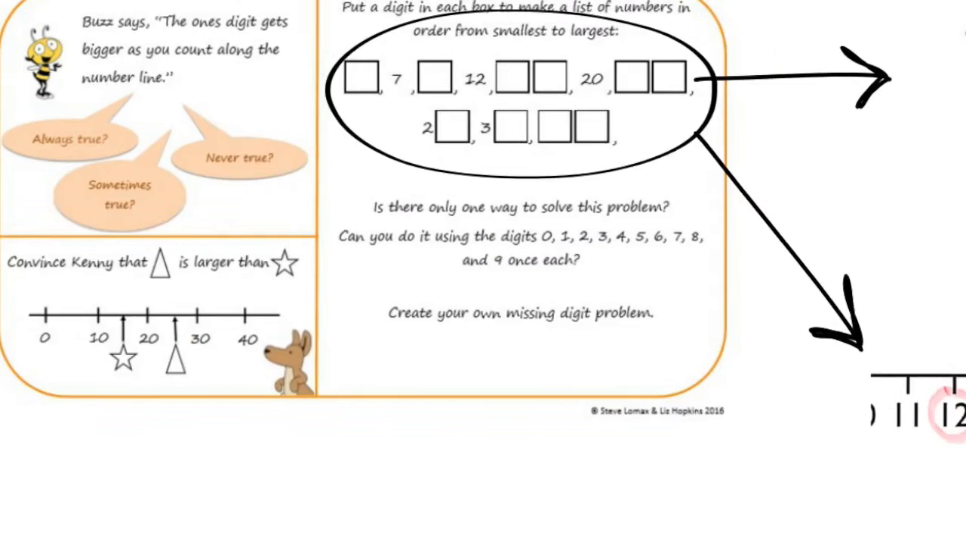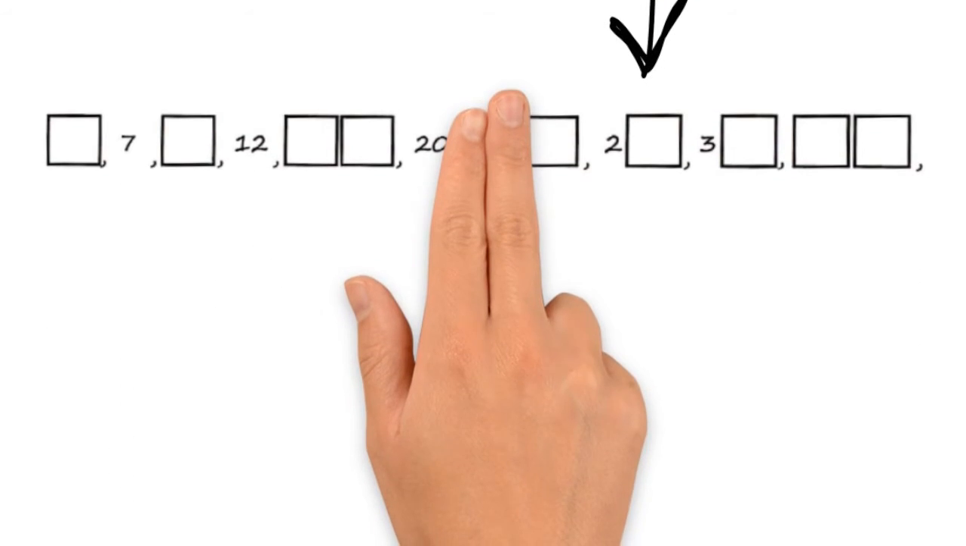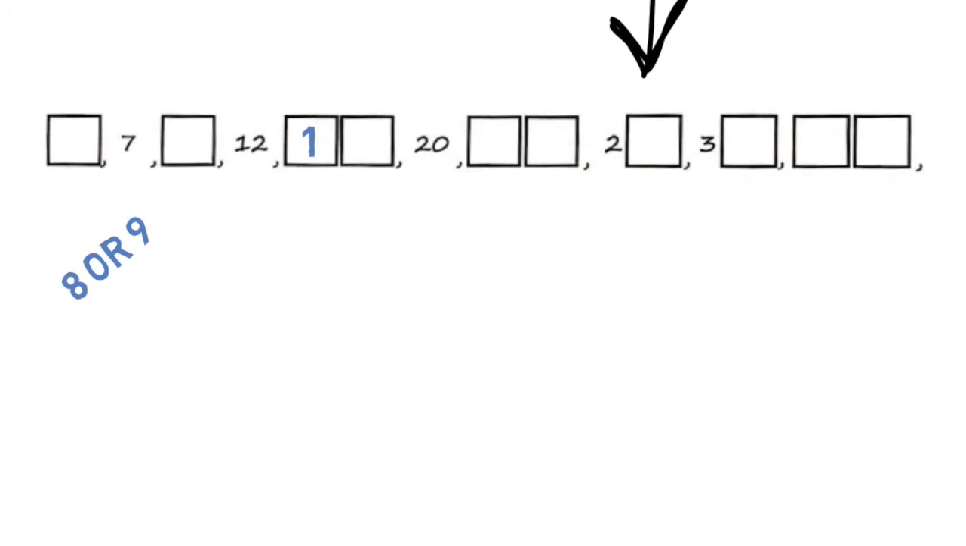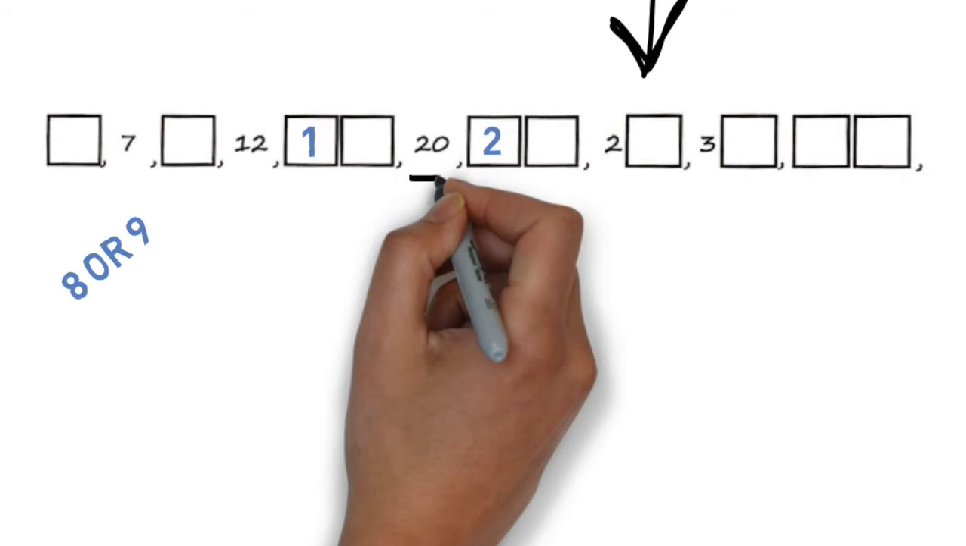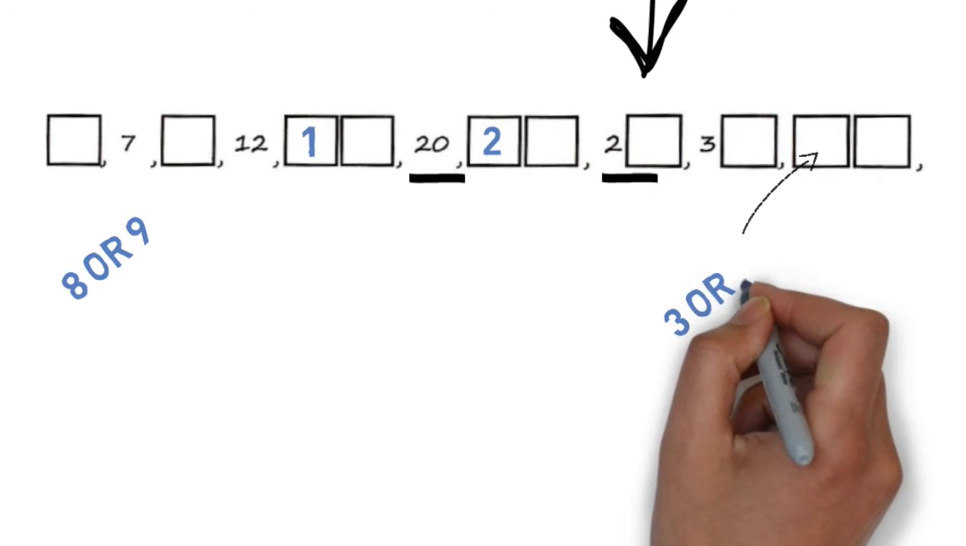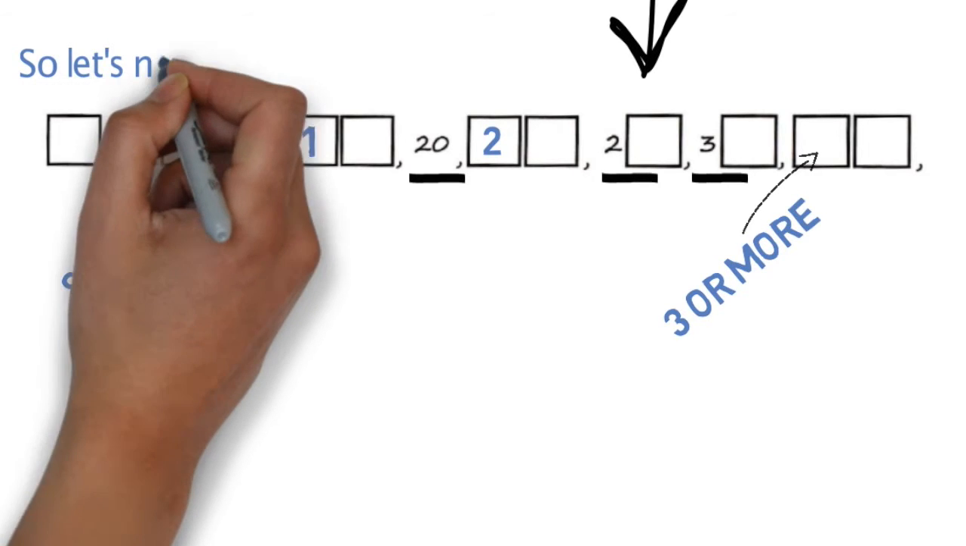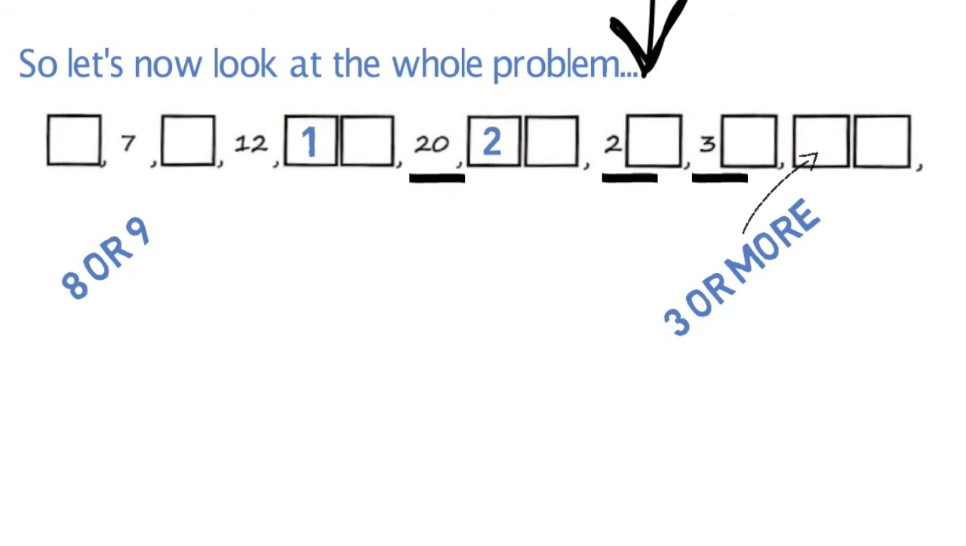Now we've had a go at two individual sections of the problem, you could either move on to a different section or have a go at finding the digits for all of the boxes. We know this digit has to be a 2, as it's between two numbers which are 20-something. We know this tens digit has to be 3 or more, because the number before it also has a 3 in the tens column. Let's have a go at filling in the rest of the boxes, going from left to right.